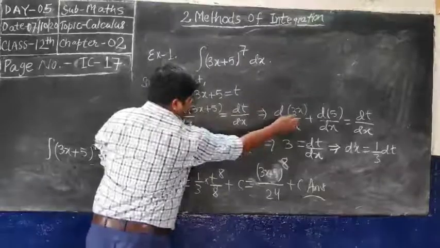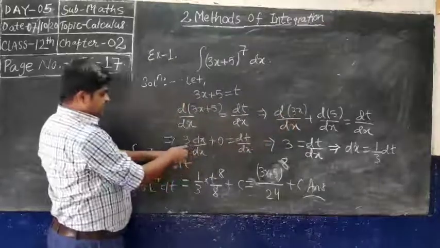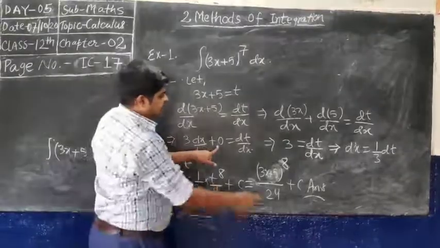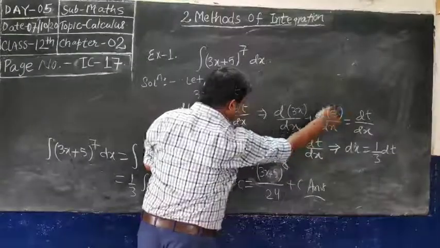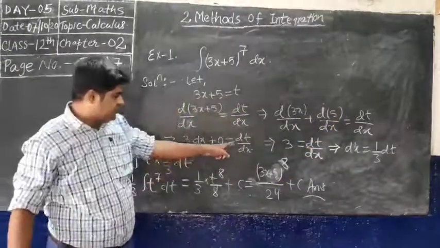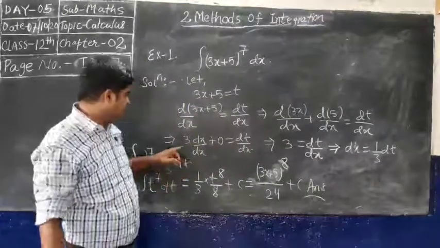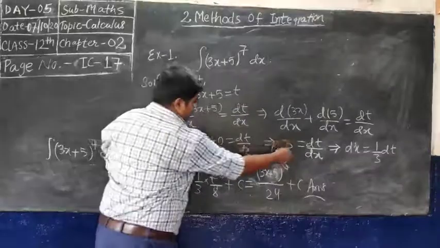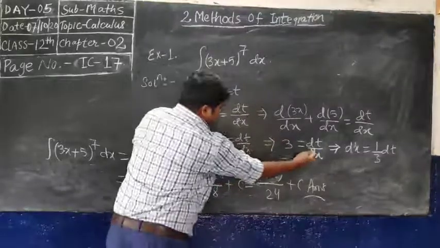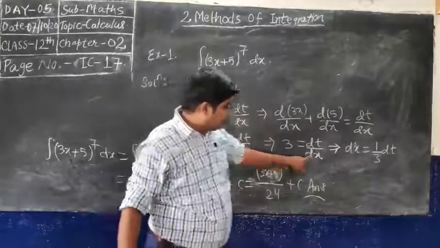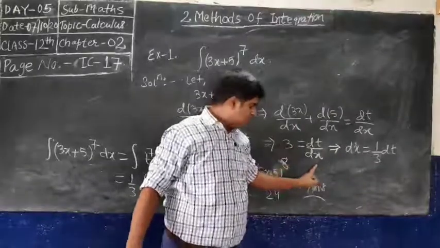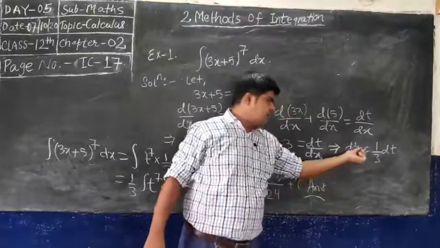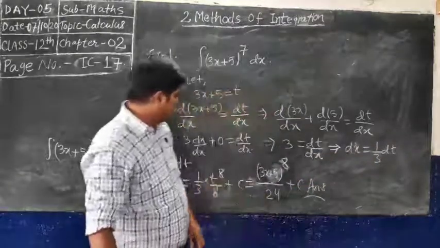Now this is constant term, so it comes out from the derivative: 3 dx by dx plus the first derivative of constant term should be 0, is equal to dt by dx. Okay, now dx by dx is 1, so 3 into 1, 3, is equal to dt by dx. Now 3 goes to the right side as 1 by 3 dt. So finally dx is equal to 1 by 3 dt.